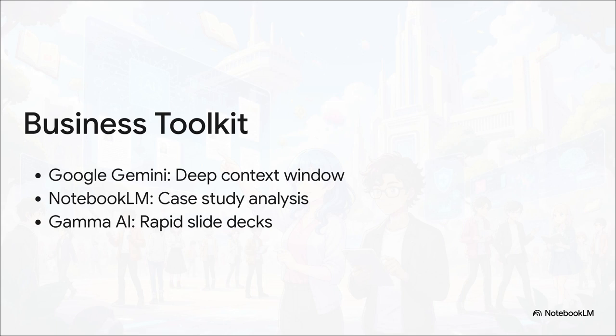And for all the business and economics students out there, it's a completely different ballgame yet again. You're going to need Google Gemini because its massive context window lets you just paste in entire industry reports for your market research. You pair that up with Notebook LM to tear through those 100-page Harvard case studies, and then you synthesize all those findings into a killer pitch deck using Gamma AI. See, 3 different majors, 3 completely different toolkits.